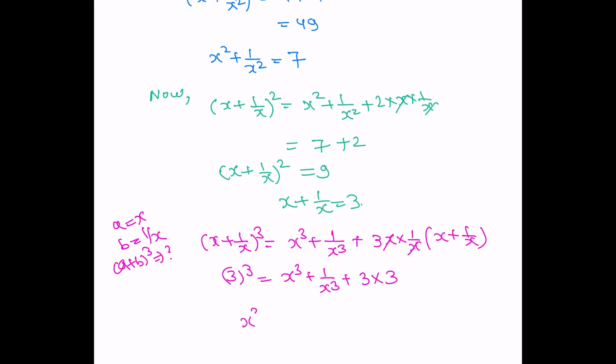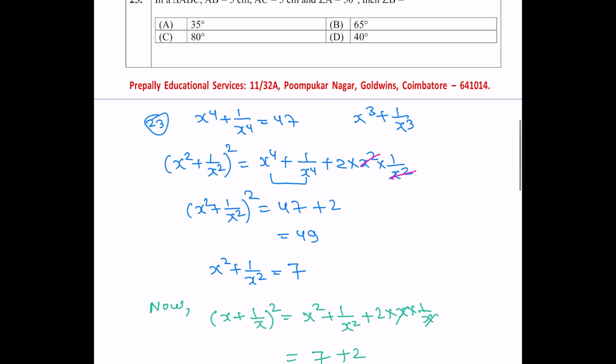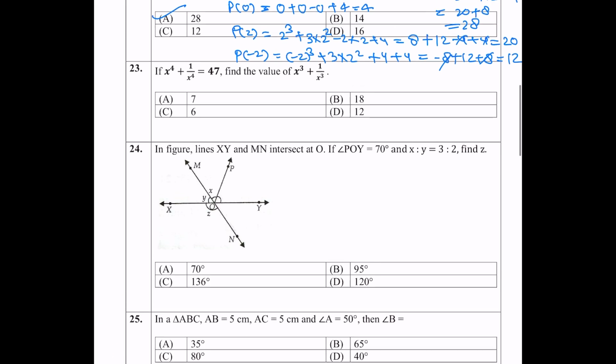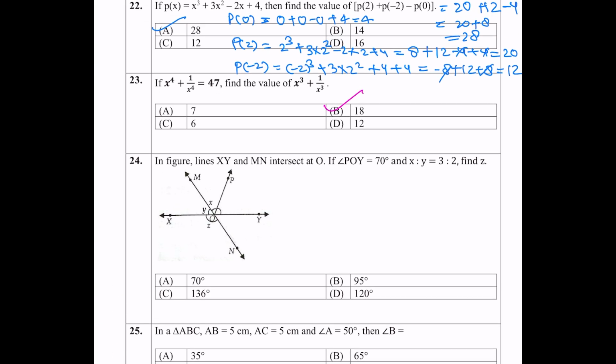So here we can write x cube plus 1/x cube is equal to 3 cube, which is 27, minus 3 times 3, which is 9. So this value here we got as 18. So finally we got the answer, option B is the correct one.